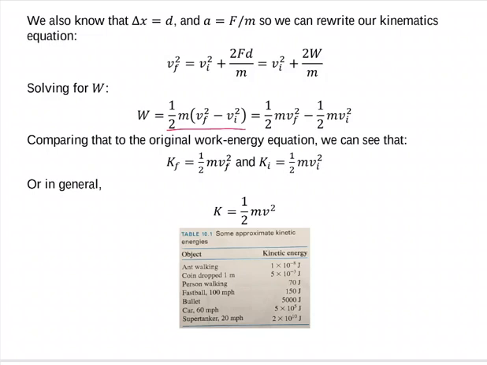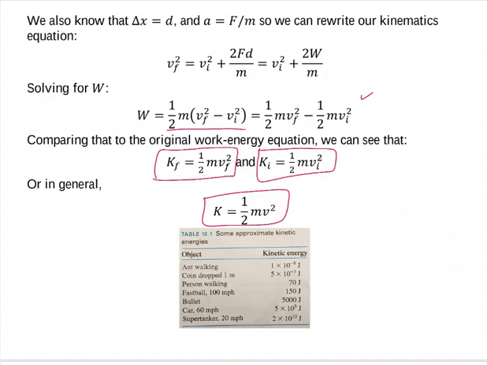Now, if we compare what we just wrote to the original work energy equation, then we can see that kinetic energy final must be 1/2 m v final squared, and kinetic energy initial must be 1/2 m v initial squared. Or in other words, kinetic energy is actually just 1/2 m v squared, which is great. That's our equation for kinetic energy.